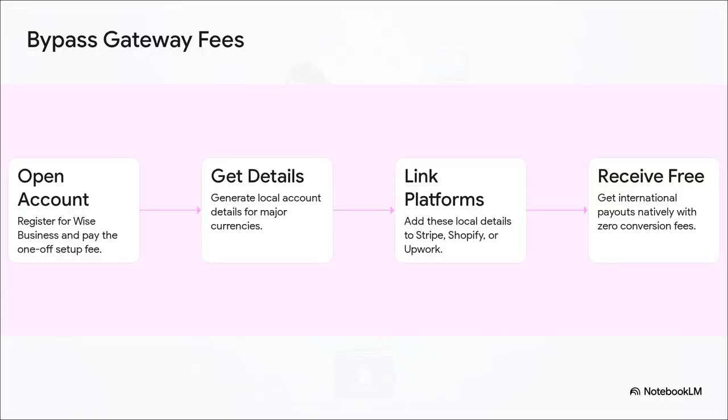So here is the exact step-by-step workflow smart entrepreneurs use to bypass those gateway conversion fees entirely. Step 1. Open a Wise business account. Now, while opening the account is free, to get receiving details, you do pay a one-off setup fee. It's around $31 in the US, £45 in the UK, or 50 euros. Step 2. Generate local account details, like a native US routing number or a Euro IBAN. Step 3. Plug those native details directly into Stripe, Shopify, or Upwork. Step 4. Those platforms now literally think you are a local. They send you US dollars straight to your Wise USD account for zero conversion fees. You receive the money natively and convert it only when you want to at that beautiful mid-market rate.